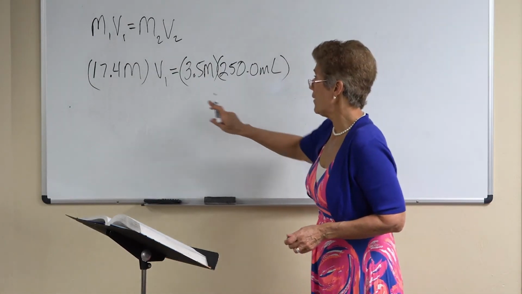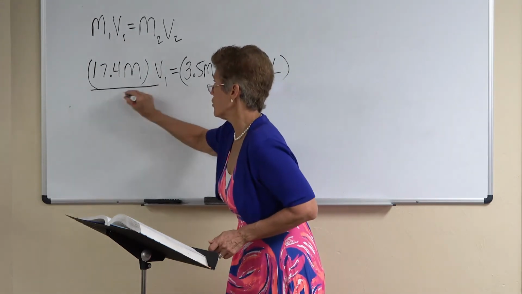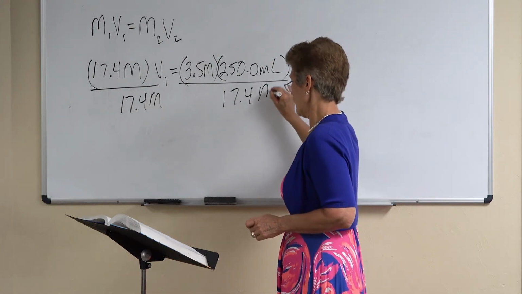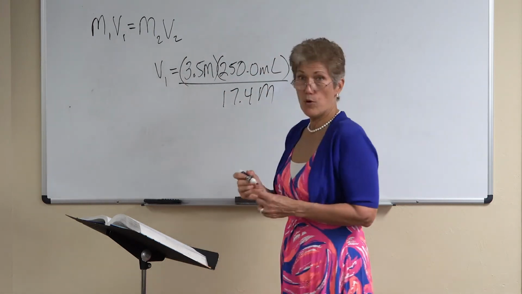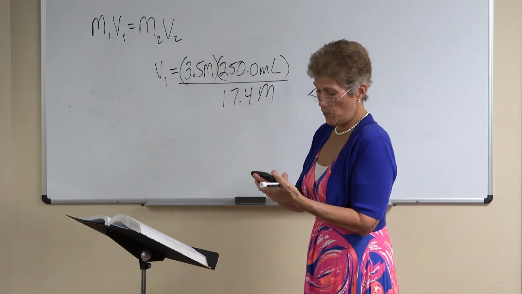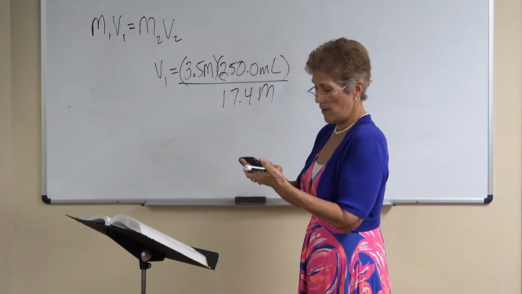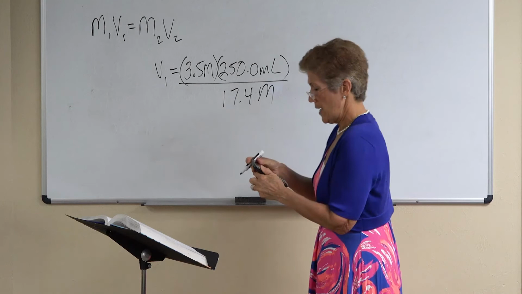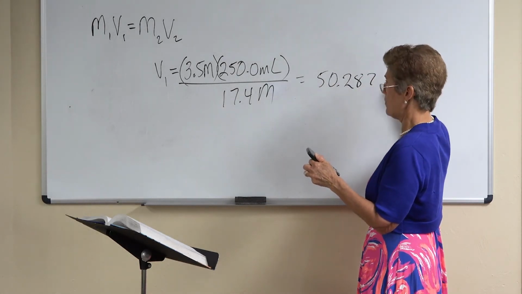And so we want to get this by itself, so we're going to divide both sides by that. I'm going to do that over here too. So this is going to disappear from this side, isn't it? Now we are multiplying or dividing, so we do this in our calculator. 3.5 times 250 equals divided by 17.4 equals. What comes out of my calculator is 50.287 blah blah blah.